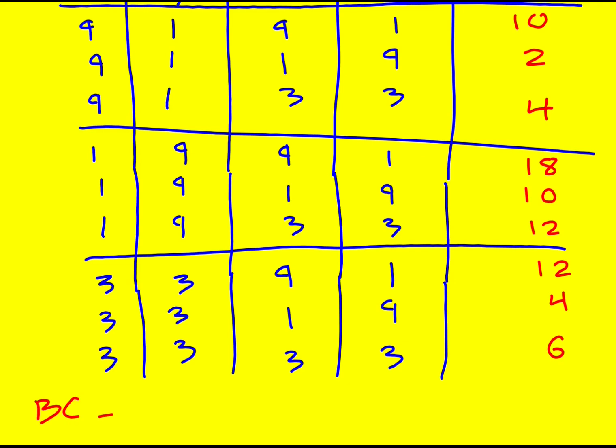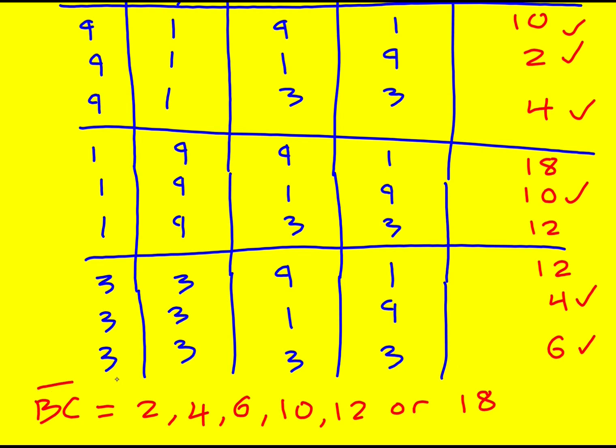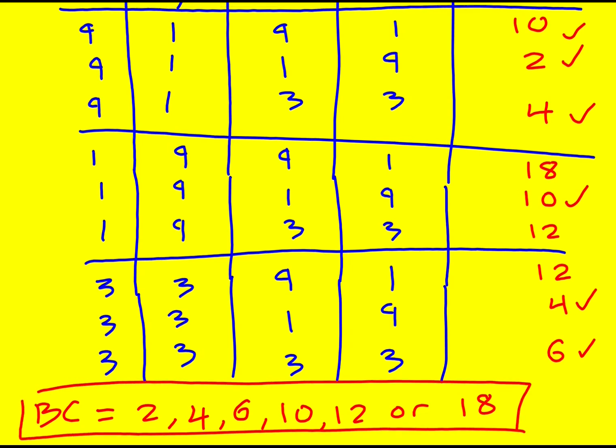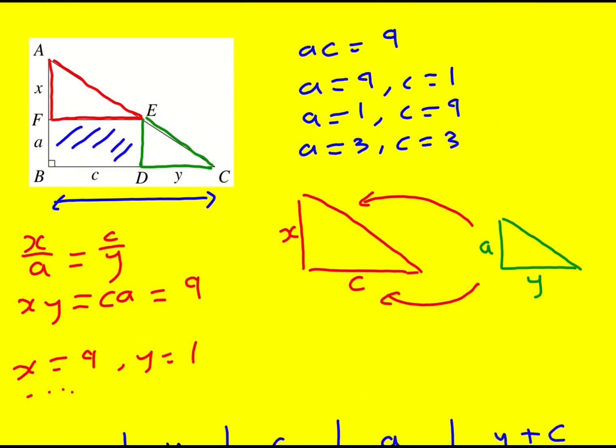So BC can equal, let's just write them in ascending order, 2, 4, 6, 10, 12, or 18. So that is an optimal way of dealing with this question.